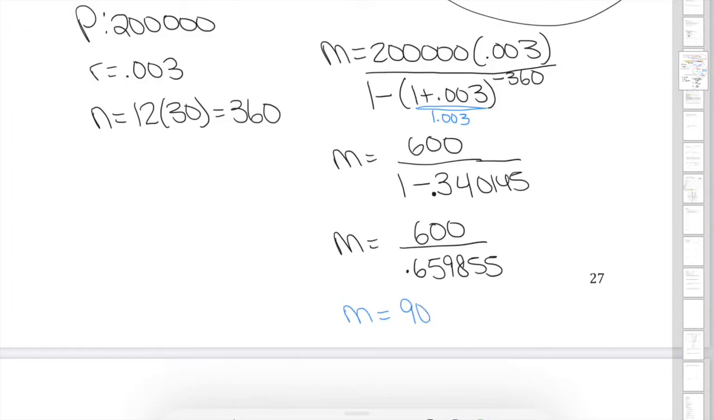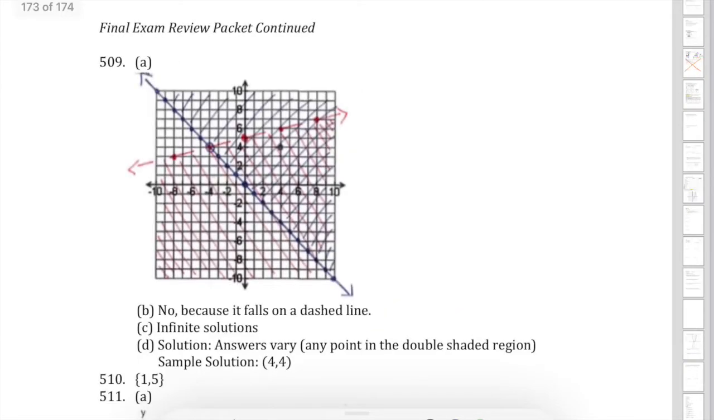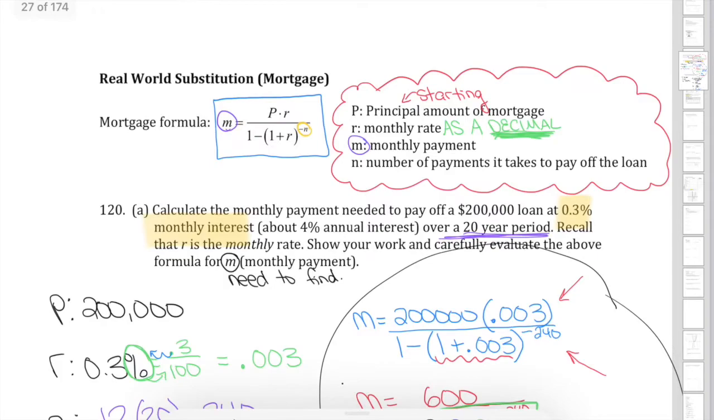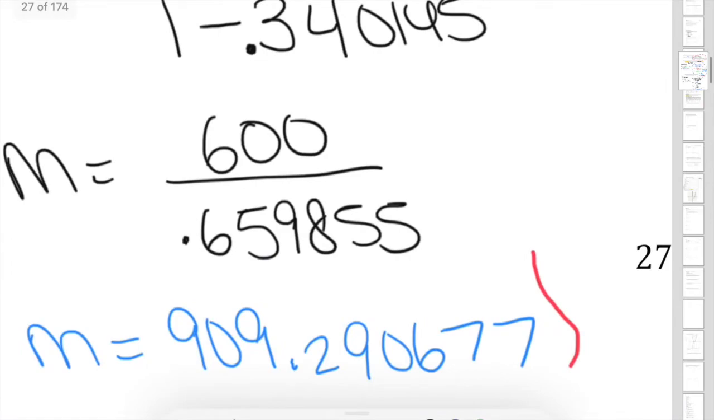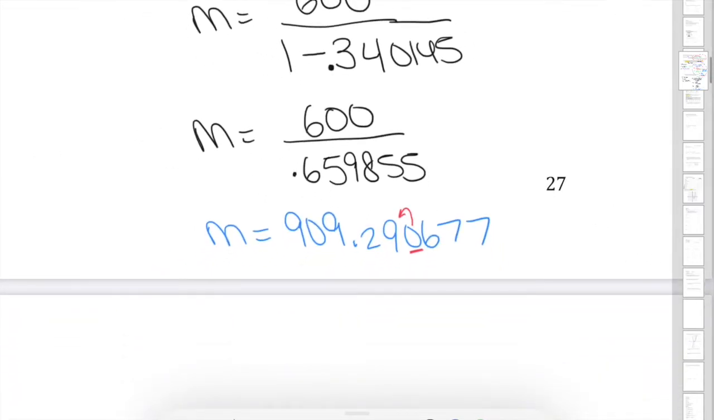Okay, and then when you divide those two numbers, you should get 909.290677. Hopefully you got that as your answer. But when, oh no, I was trying to avoid hitting that. When you round that number to the nearest hundredth for money, that means you're going to look at this third digit. The 0 is not going to bump that 9 up. It's 5 or above, give it a shove. So 0 doesn't have enough power. That means our final monthly payment is going to be $909.29.